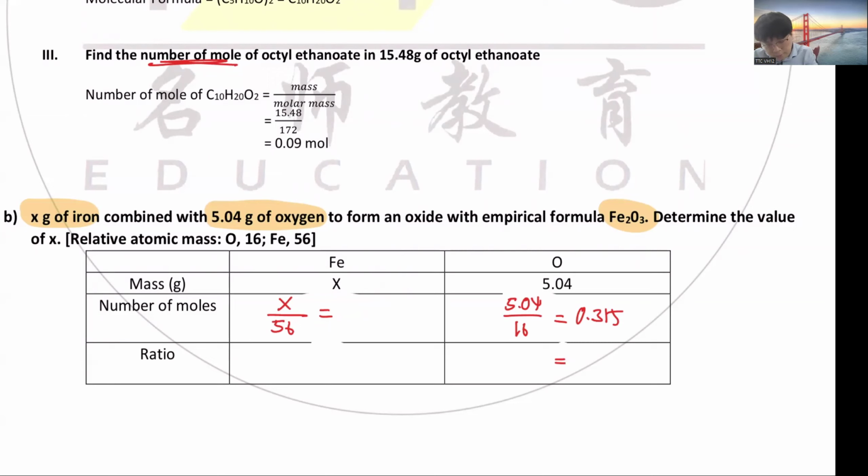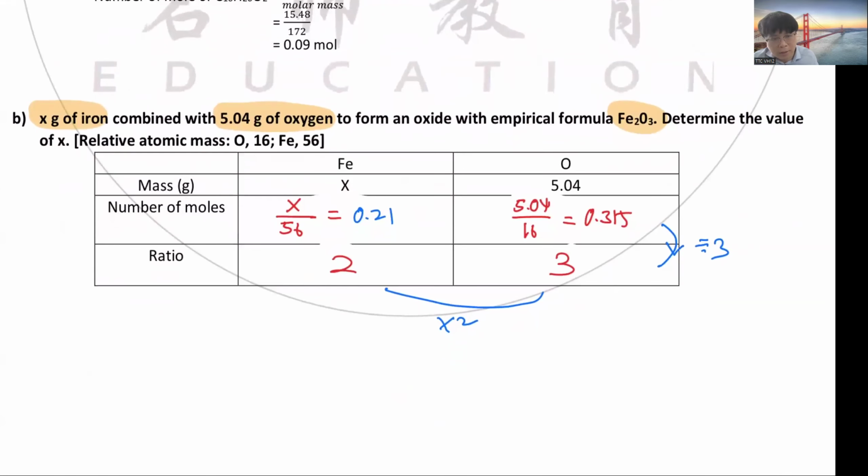Because the ratio is 2 to 3. Okay, so the ratio is 2 to 3. So you can use this one to calculate. You divide by 3 first, times 2. So 0.315 divided by 3 times 2. You get 0.21. This is another question, but this one is normally objective. So 56 times 0.21 goes to 11.76.